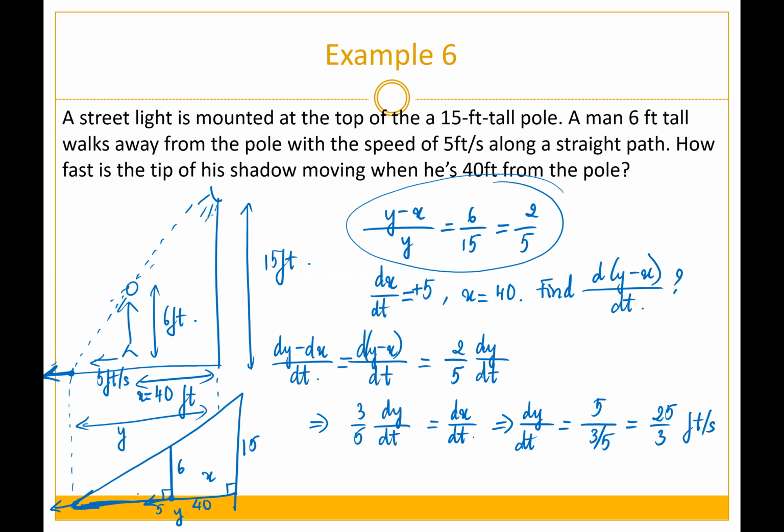But it's not the shadow. The shadow is d of y minus x over dt, which is dy over dt minus dx over dt, which is going to give us 25 over 3 minus 5. It's going to be 10 over 3 feet per second.